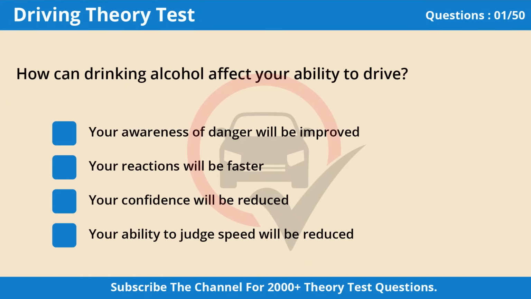Question 1. How can drinking alcohol affect your ability to drive? A. Your awareness of danger will be improved. B. Your reactions will be faster. C. Your confidence will be reduced. D. Your ability to judge speed will be reduced. The answer is D. Your ability to judge speed will be reduced.